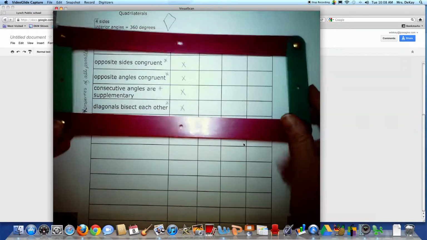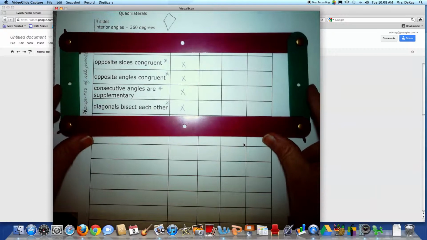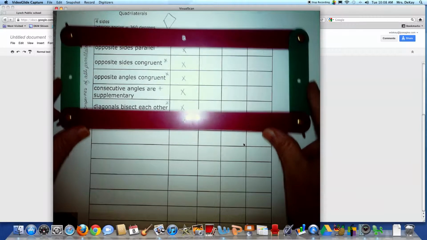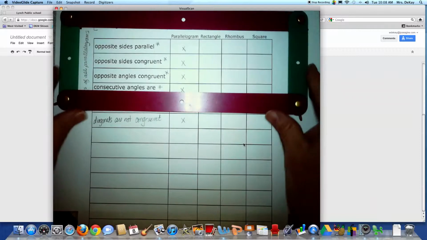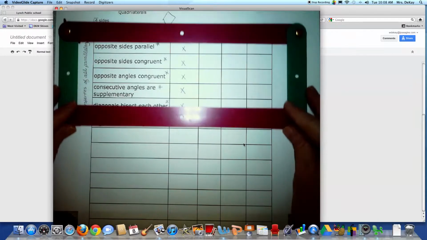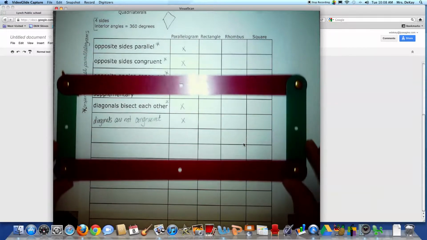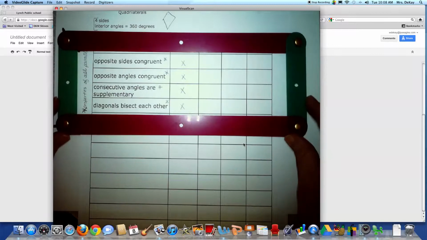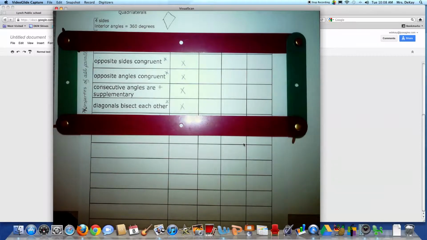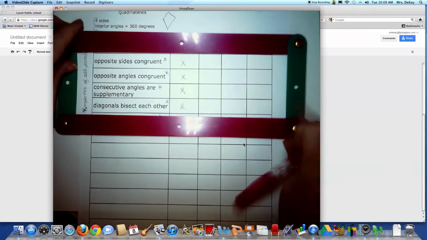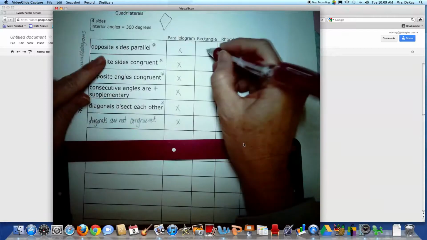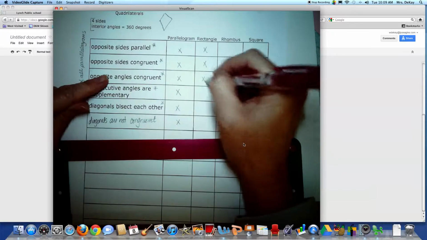But once I do this to my parallelogram, I still have a parallelogram, mind you, because every one of these bullets is still satisfied. The opposite sides are parallel, the opposite sides are congruent, the opposite angles are congruent, the consecutive angles are supplementary, and the diagonals do bisect each other. But all of a sudden I have a special parallelogram, which we all learned in the first grade was called a what? Square. That's not a square. What is it? It's a rectangle.